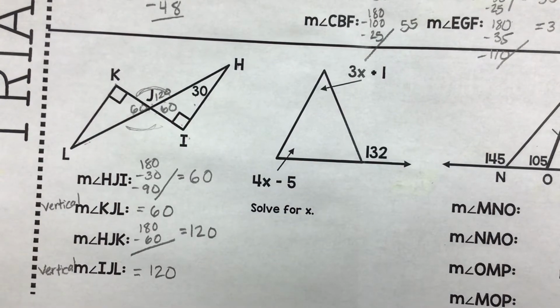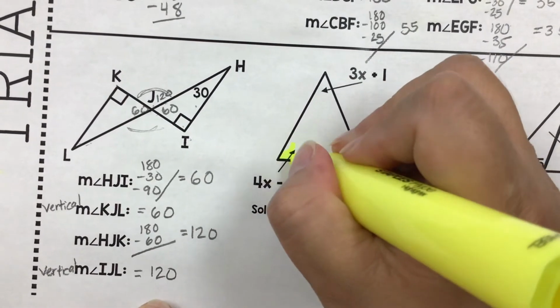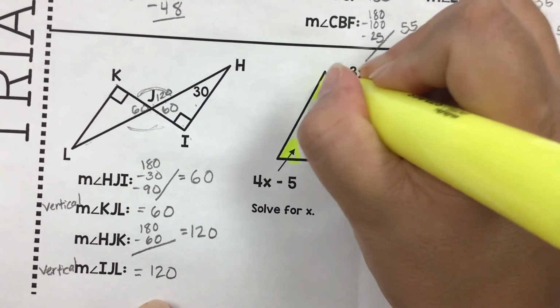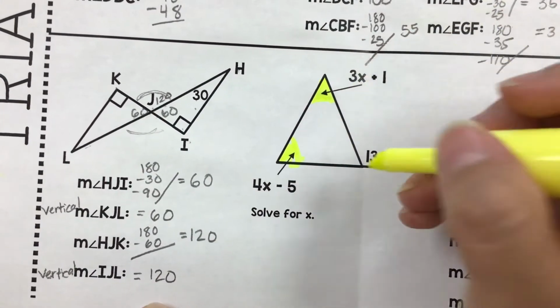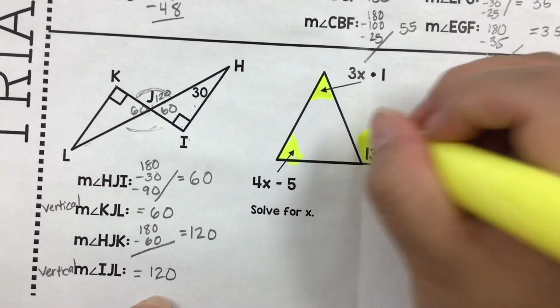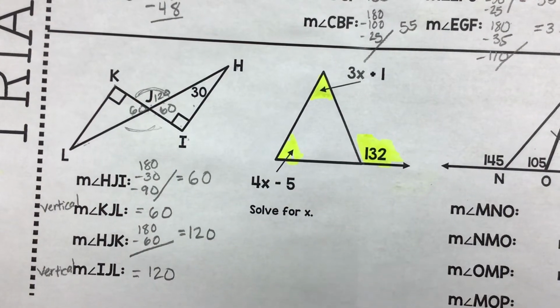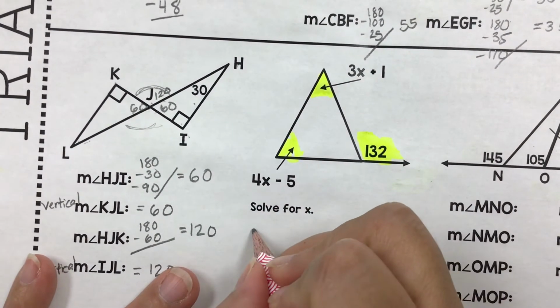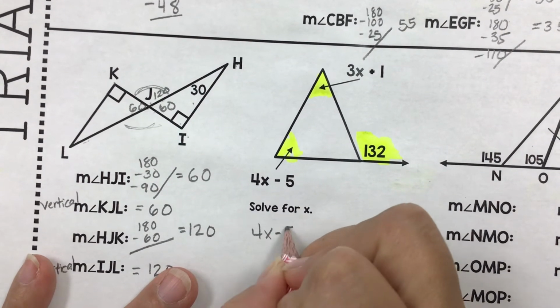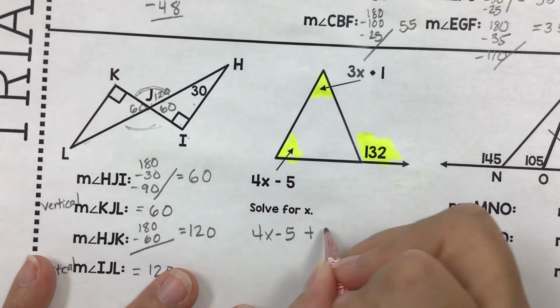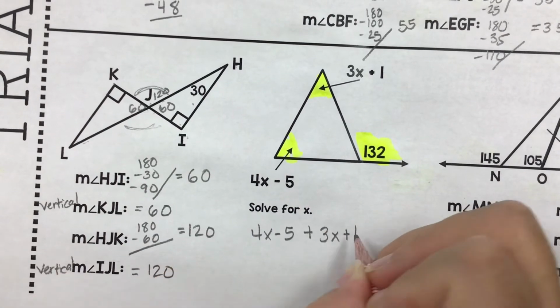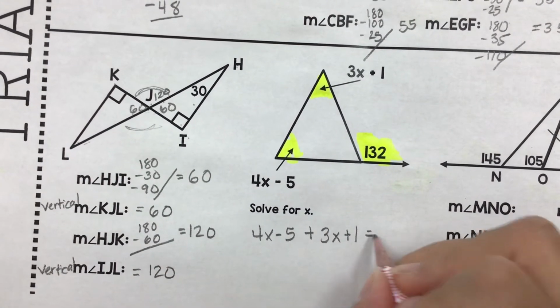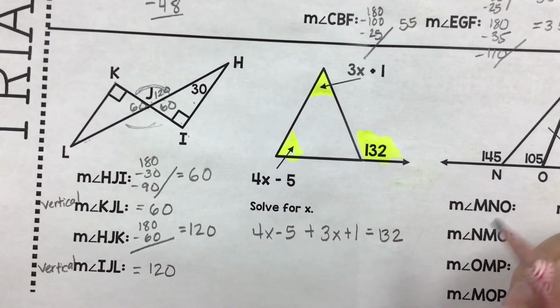I'm going to highlight this one because that's the new rule for this section, is that when you take these two opposite angles, it will equal the outside. This is what your test questions will look like. We're going to add these two together. That is 4x minus 5 plus 3x plus 1. And that's equal to 132.